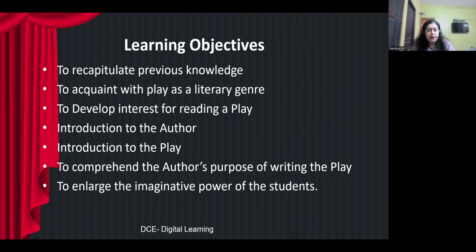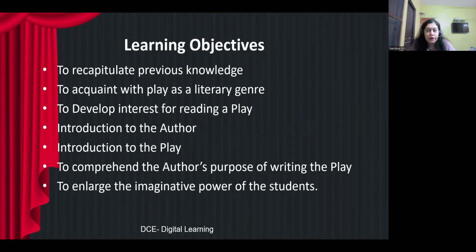The second learning objective is to acquaint. Acquaint means familiarize with the play as a literary genre. The word genre will be a new word to most of the students who are listening to this. Genre means, a very loose description would be, type. For example, literature is a vast word, but literature encompasses many types of literature. For example, a poem, a short story, essay, novel, tragedy, etc. All these different components are known as genre.